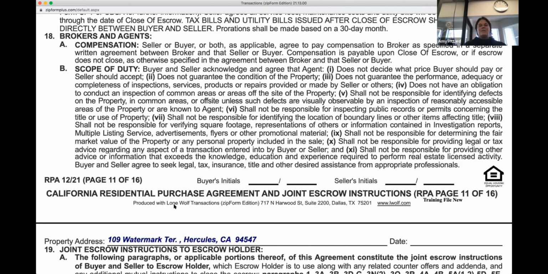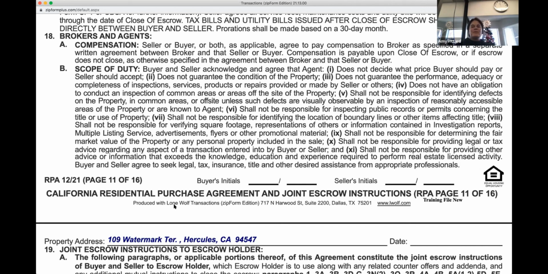Shall not be responsible for inspecting public records or permits concerning the title or use of property. Shall not be responsible for identifying the location of boundary lines or other items affecting title. Oh, wait, hold on. I skipped a line. Shall not be responsible for verifying square footage, representation of others, or information contained in investigation reports, multiple listing service, advertisement, flyers, or promotional materials.